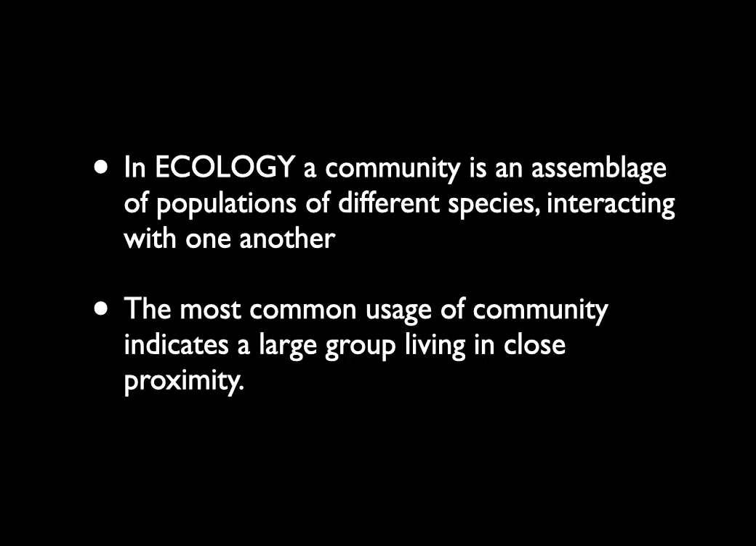In ecology, a community is an assemblage of populations of different species interacting with one another. The most common usage of community indicates a large group living in close proximity. The difference in species: for human beings, unlike fish that have different forms and different names to identify their community, human beings were identified with their settlement or community through the income class.